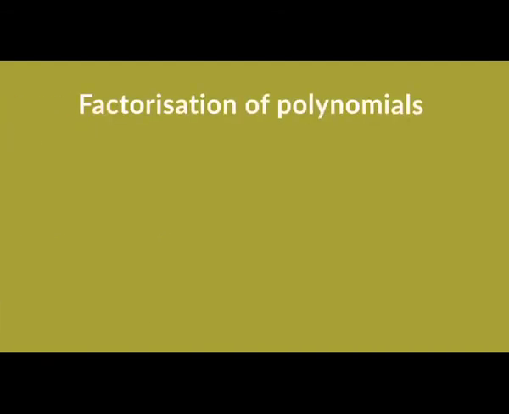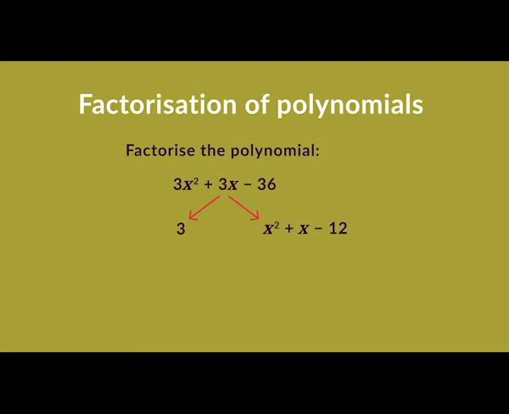To factorize a polynomial, you write it as the product of two or more other polynomials. Here is an example for a quadratic polynomial. Factorize 3x squared plus 3x minus 36. First, we take out a common factor of 3, and the result is x squared plus x minus 12. We can then factorize this polynomial into two factors, x minus 3 and x plus 4. So the factors of the polynomial are 3, x minus 3, and x plus 4.